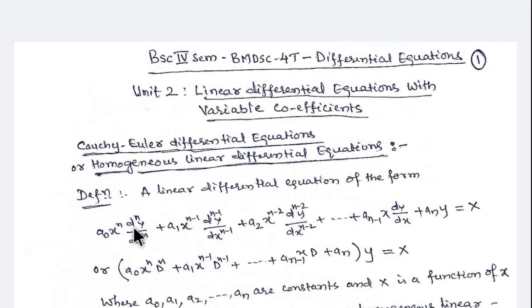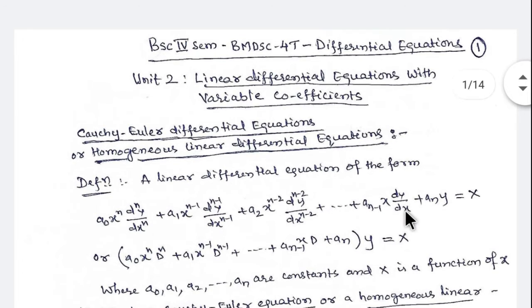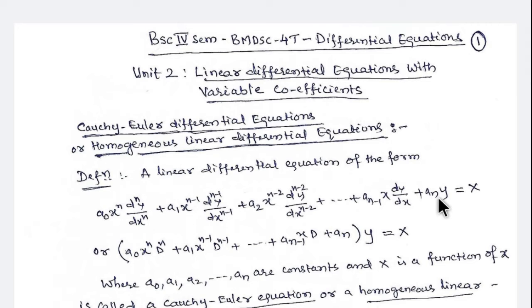So a naught into x^n d^n y by dx^n plus a1 into x^(n-1) d^(n-1) y by dx^(n-1). You observe here n minus 1, n minus 1: the (n-1)th derivative and the power of x is also n minus 1. So this type, plus a2 into x^(n-2) d^(n-2) y by dx^(n-2), plus etc., plus a(n-1) into x into dy by dx, plus the last term an into y, is equal to the right-hand side X, any function of x.